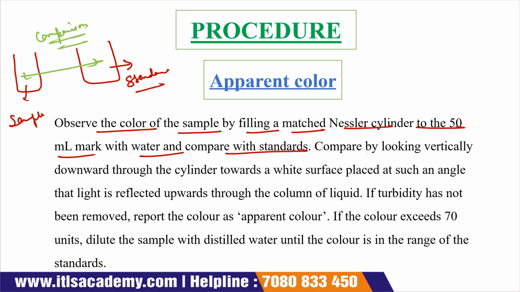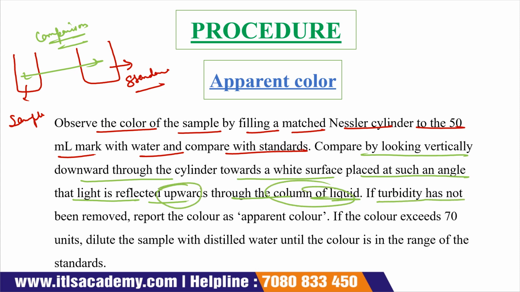Compare by looking vertically downward through the cylinder towards a white surface placed at such an angle that the light is reflected upward through the column of the liquid. So when we compare the sample and the standard, it is compared like that. We compare it by looking vertically downward and put the cylinder towards a white surface placed at such an angle that the light is reflected upward through the column of the liquid.